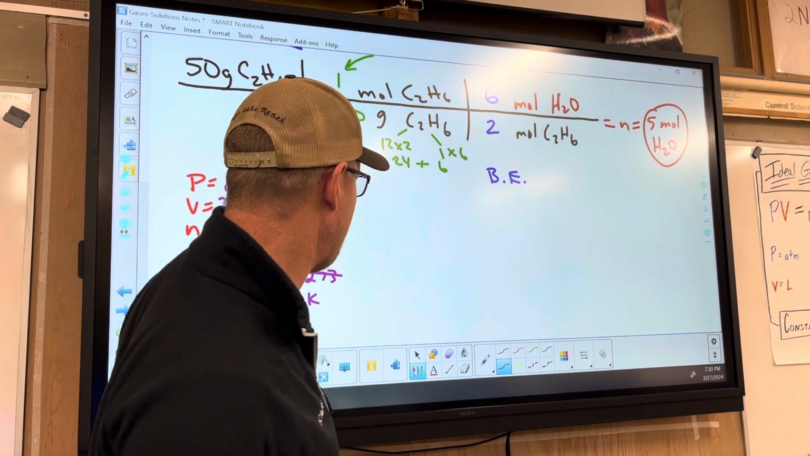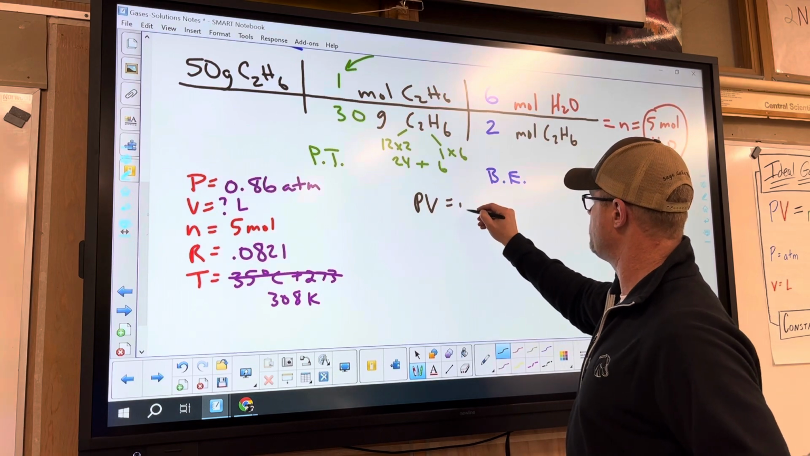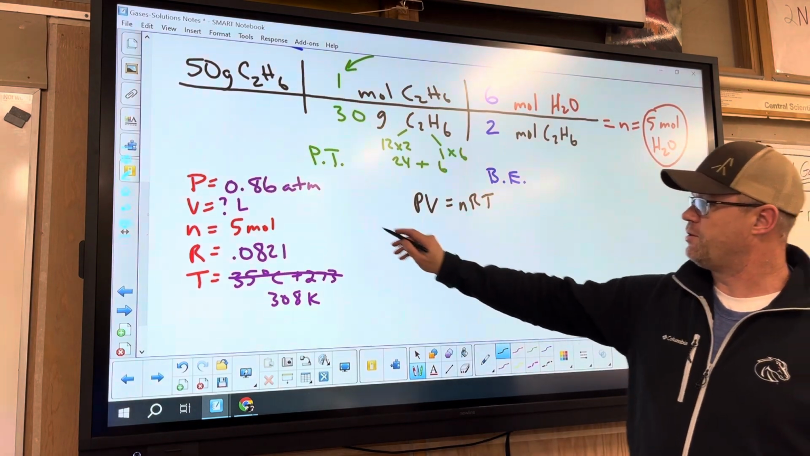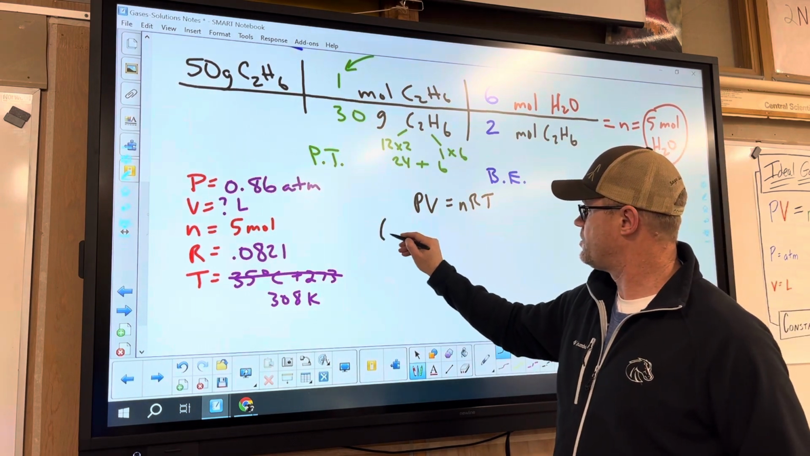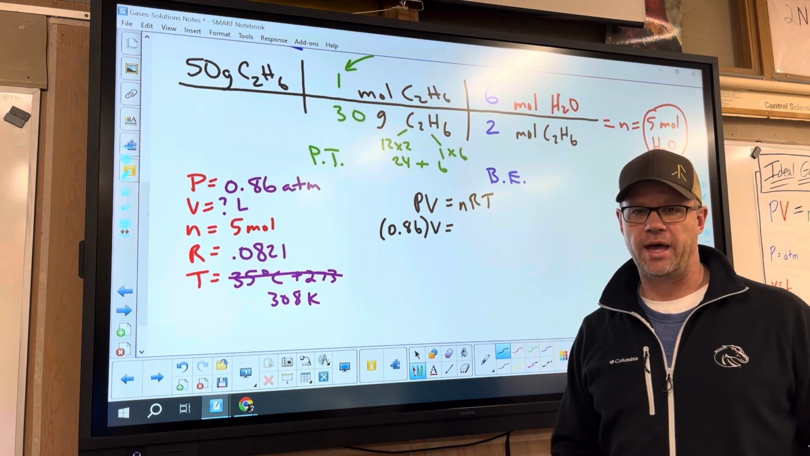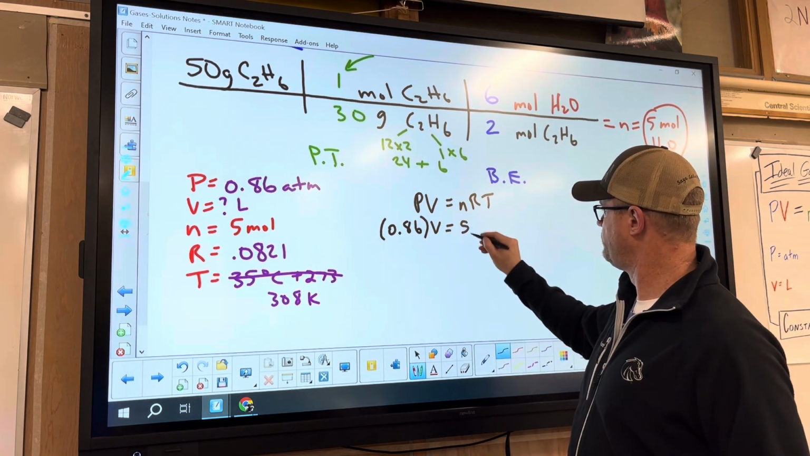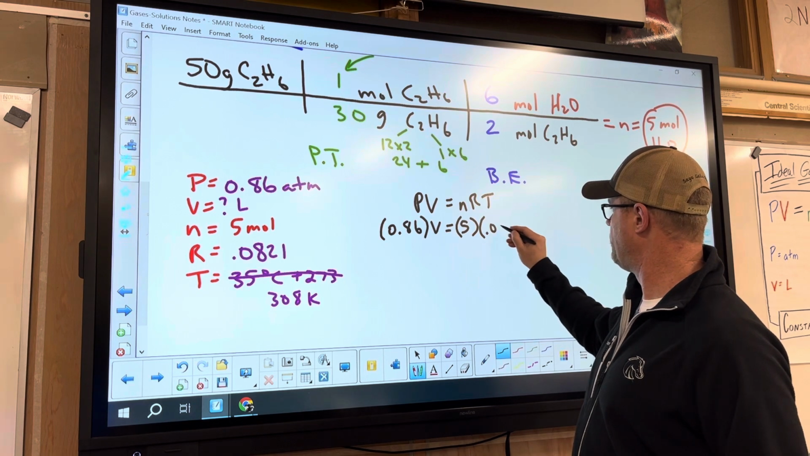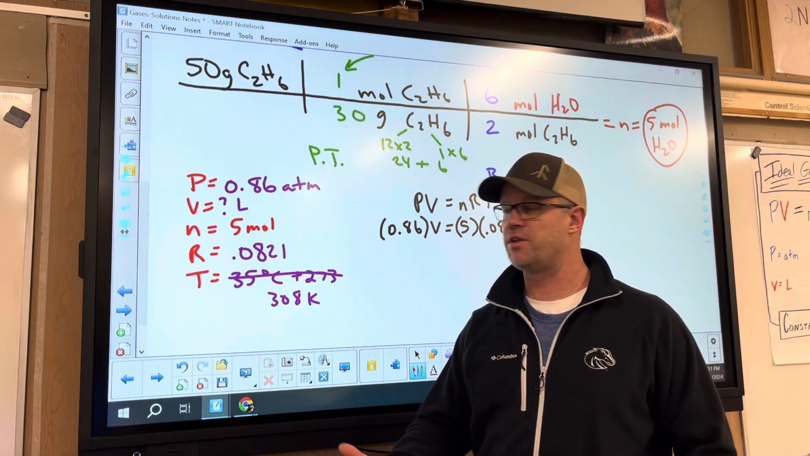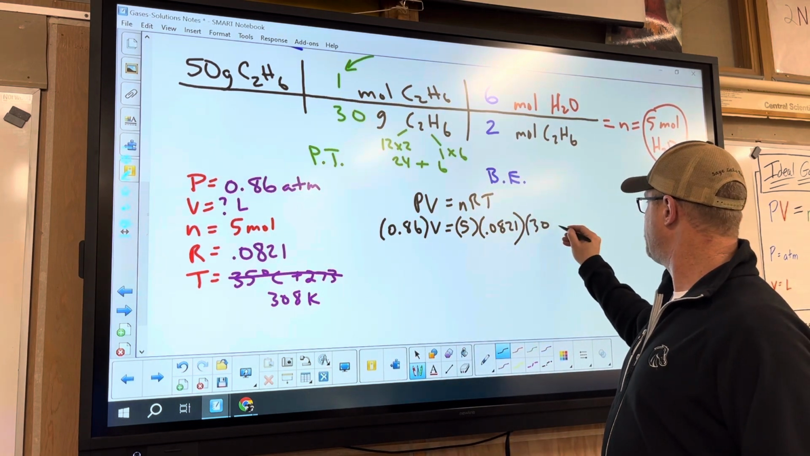So let's set up what we have to work with. We've got our ideal gas law. PV equals nRT. Pressure times volume. My pressure is 0.86. I got a volume, but I don't know that. I got N is 5 moles. R is 0.0821, our ideal gas constant. Remember, that's the experimental value that makes all this work. And then T is 308.